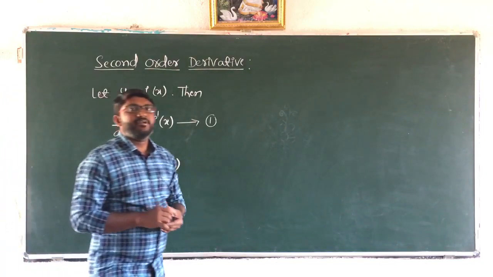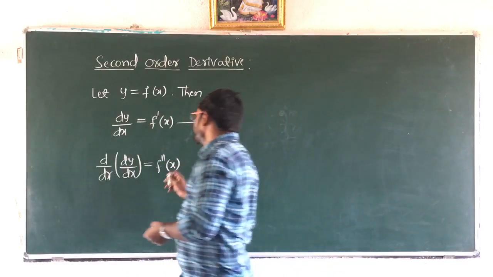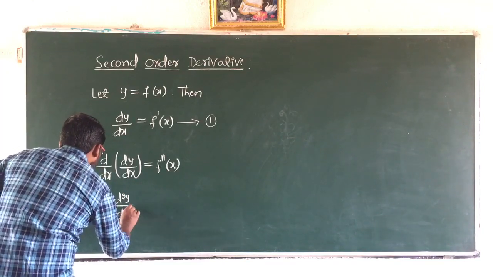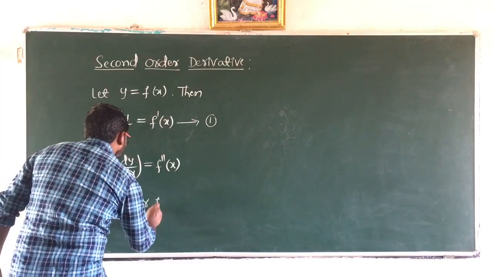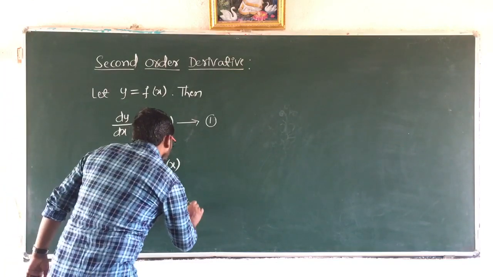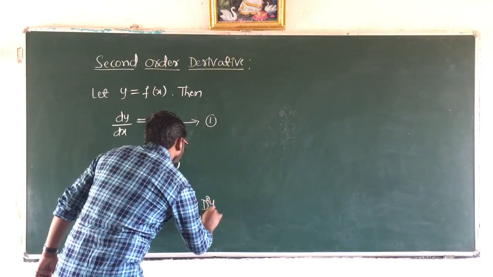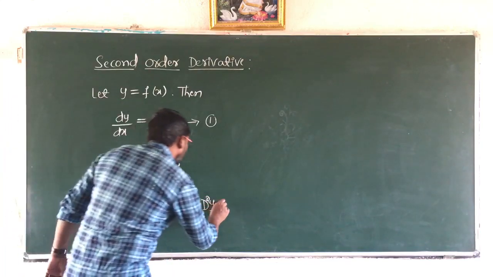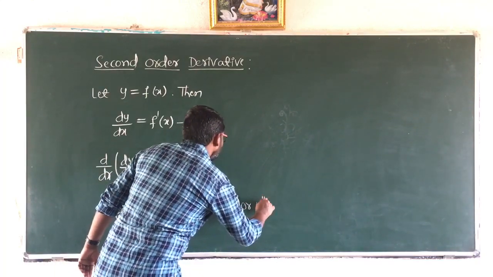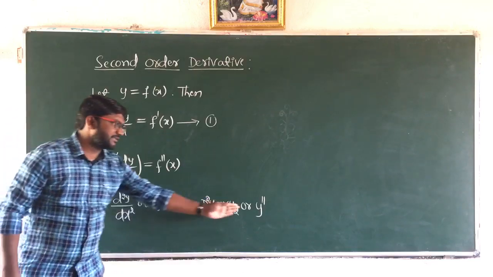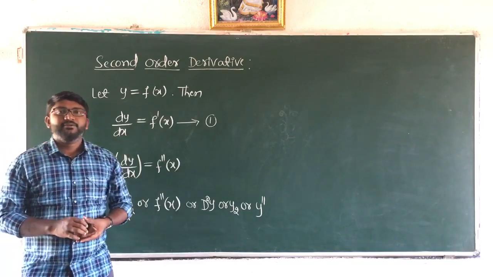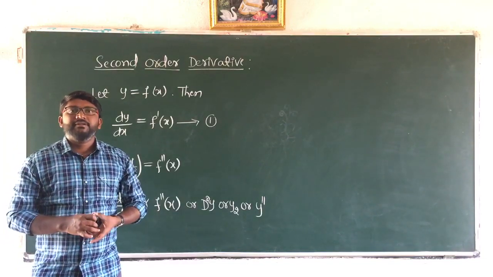Second order derivatives are denoted using the notations d square y by dx square, or f double dash of x, or d square y, or y2, or y double dash. So these are all the notations for second order derivative. This is all about the introduction of second order derivative. Then we'll move on to the important example problems.